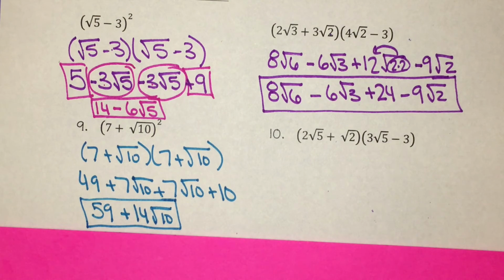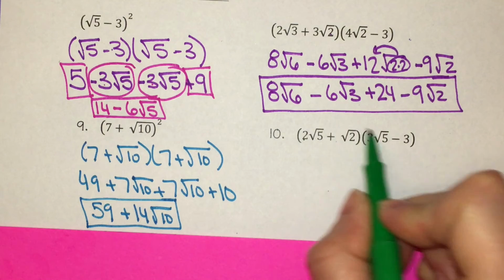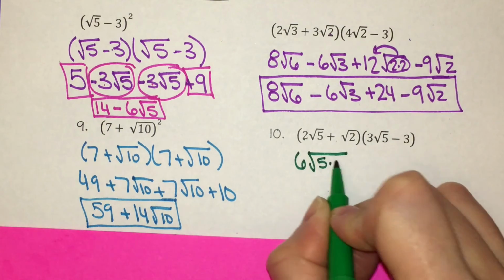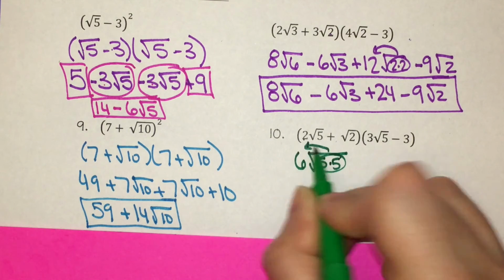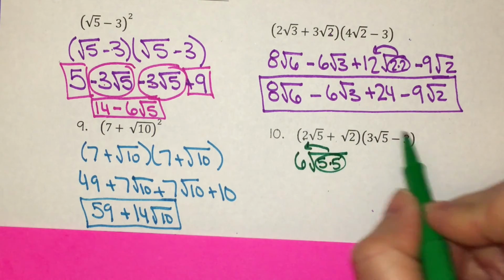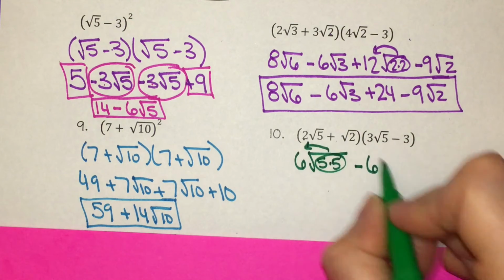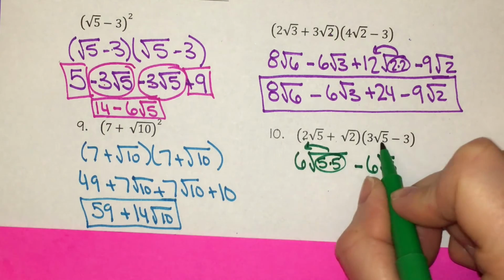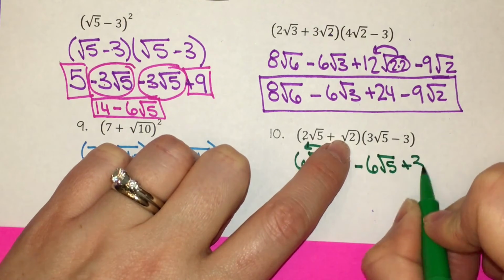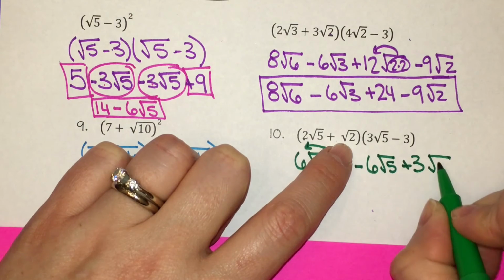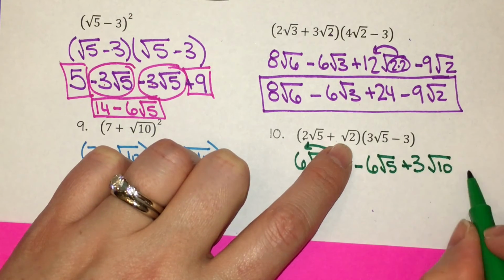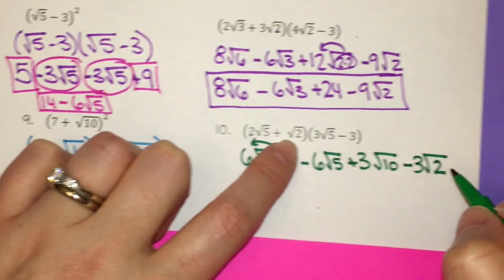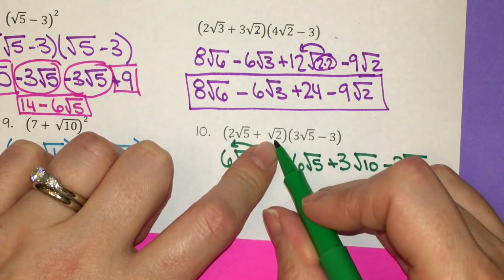One more just like this. All right, we have 2 times 3 is 6. Square root of 5 times 5, meaning we'll be able to bring this out. We have 2 times negative 3 is negative 6 square roots of 5. Square root of 2 times 3 square roots of 5. So we'll have 3 square roots of 2 times 5 is 10. And then we have minus 3 square roots of 2.